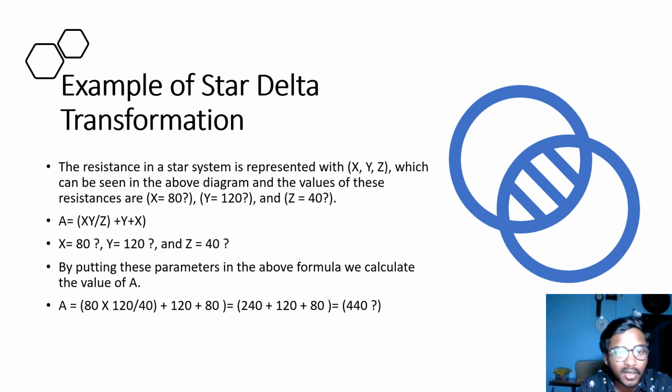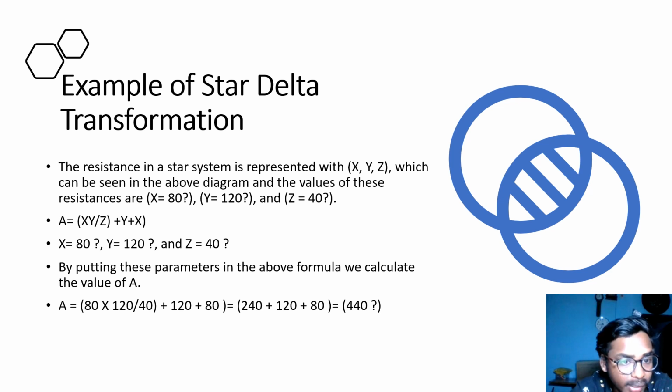Examples of star-delta transformation. The resistances in a star system are represented with X, Y, Z, which can be seen in the above diagram, and the values of these resistances are X equals 80, Y equals 120, and Z equals 40.